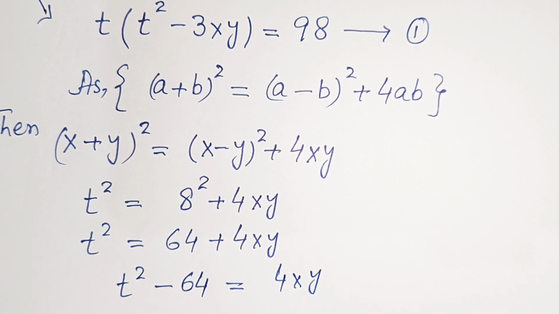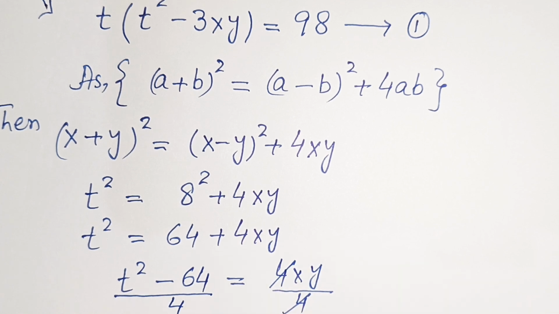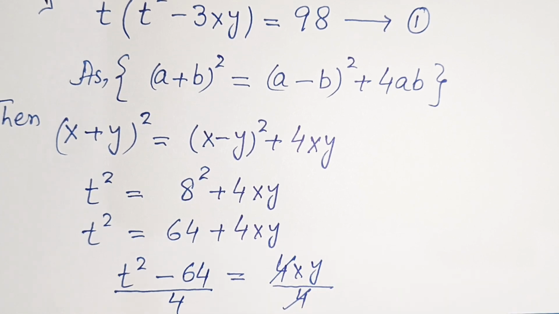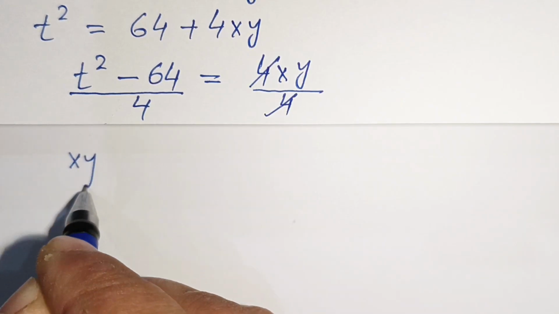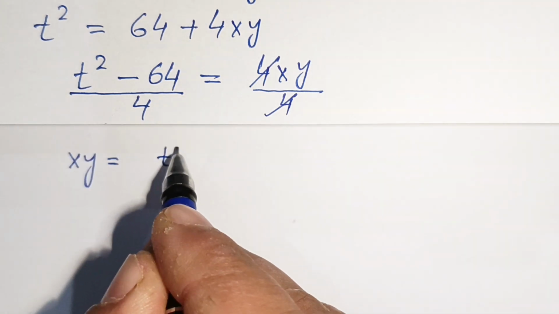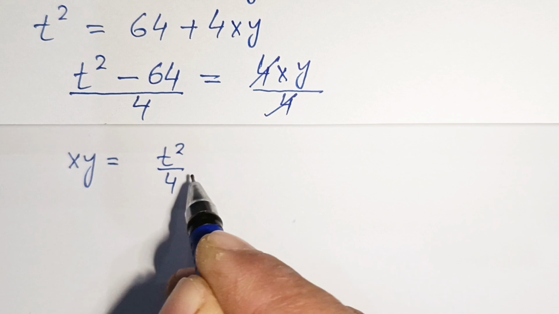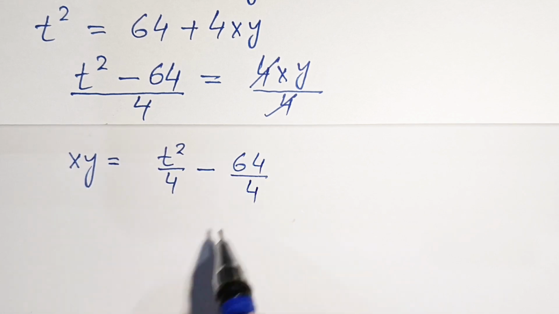Now if we divide by 4 on both sides, the 4 is cancelled out. Then t squared minus 64 divided by 4 will be, so this xy is equal to t squared divided by 4. We can write the denominator separately, 64 divided by 4.